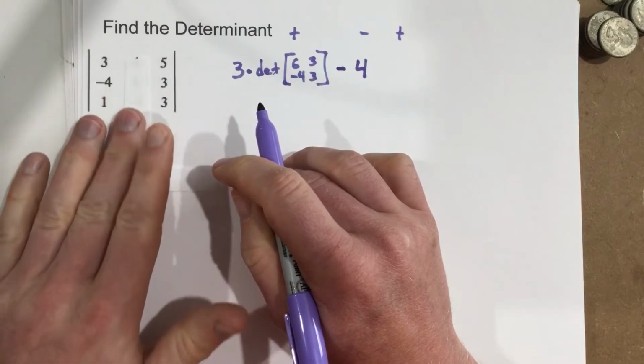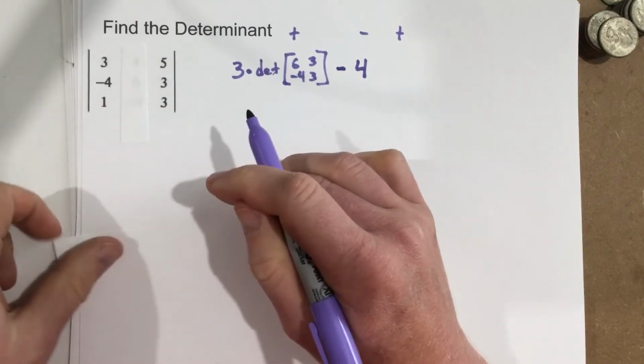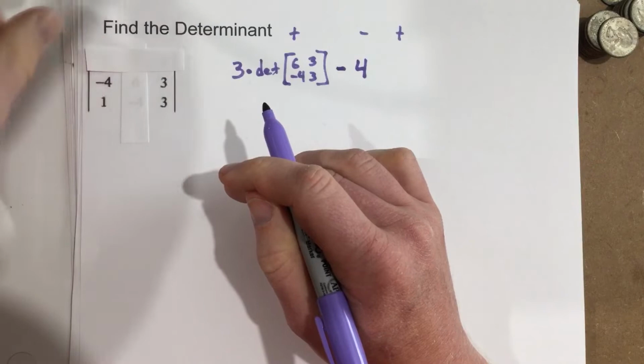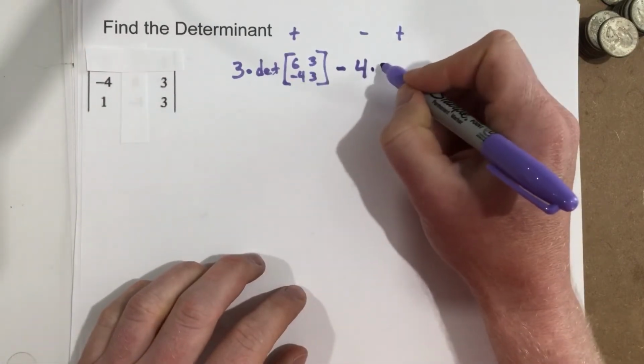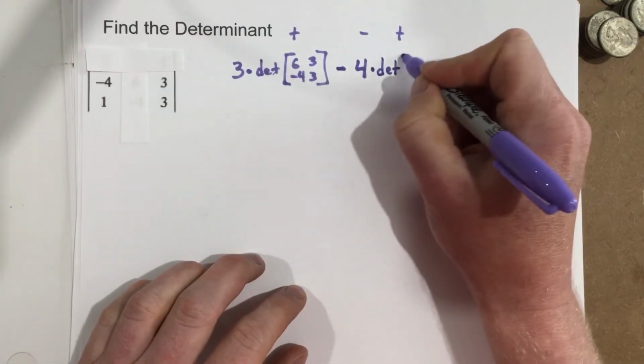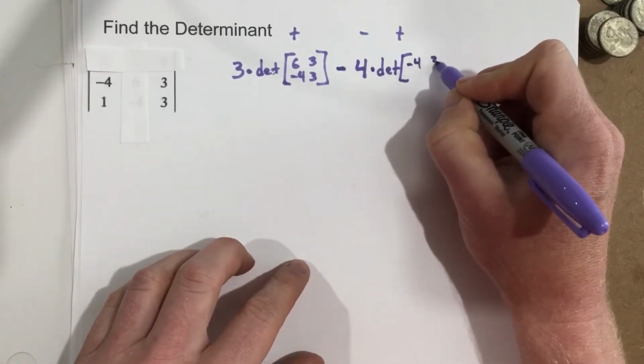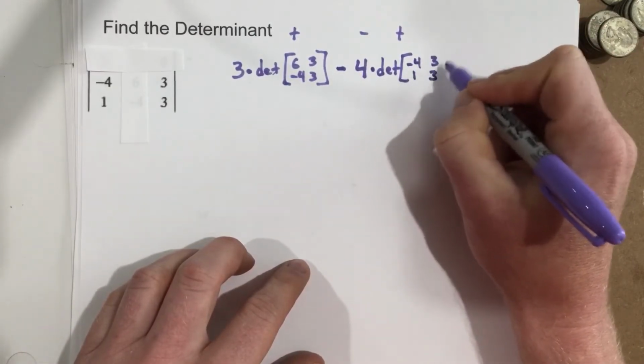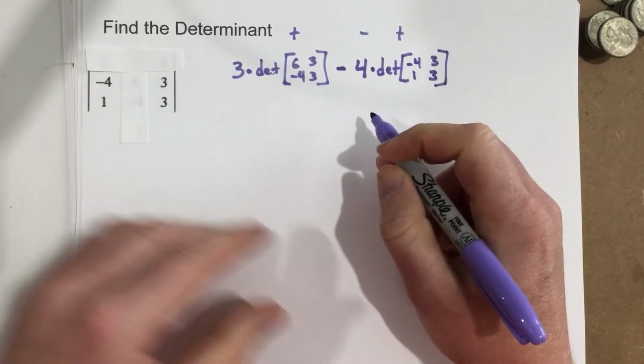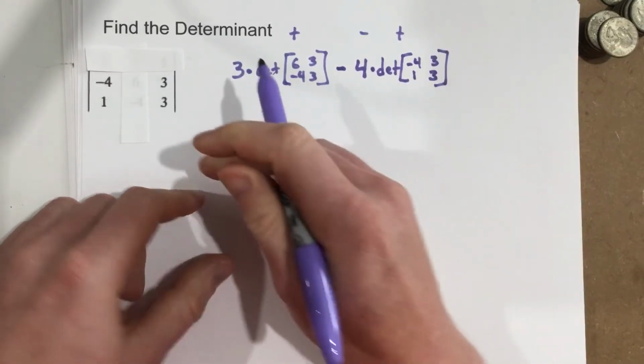But the same rules apply. This is row 1 and column 2, so we're going to blank out row 1 and column 2. And we're going to take it times the determinant that's left for the 2 by 2 matrix, which is negative 4, 3, and 1, 3.